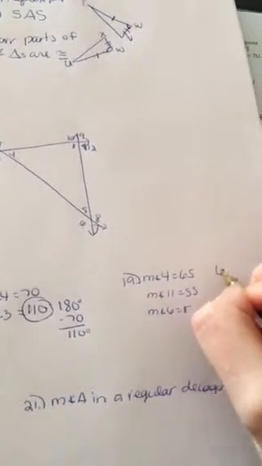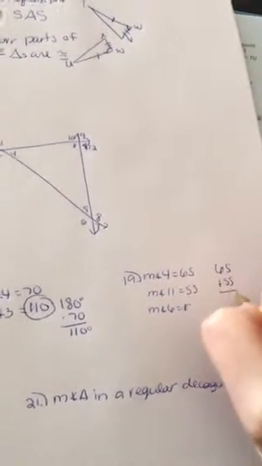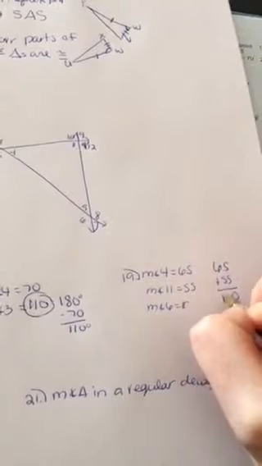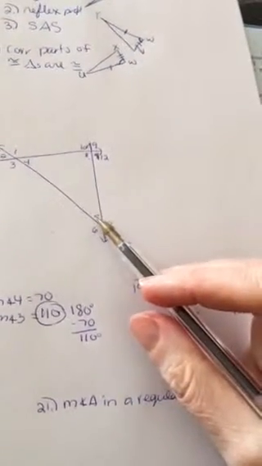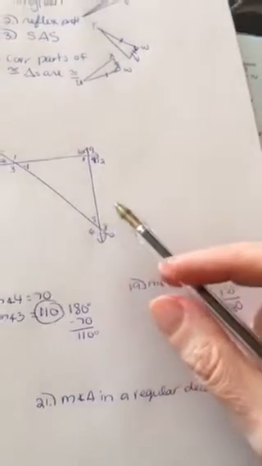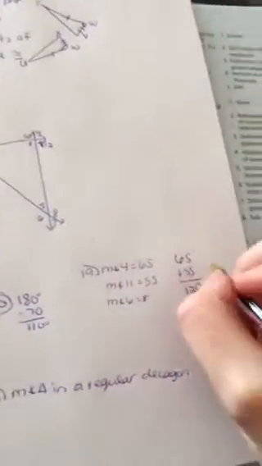So 65 plus 55 is 0, carry the 1. It's 120 degrees. 180 minus 120 is going to be 60.